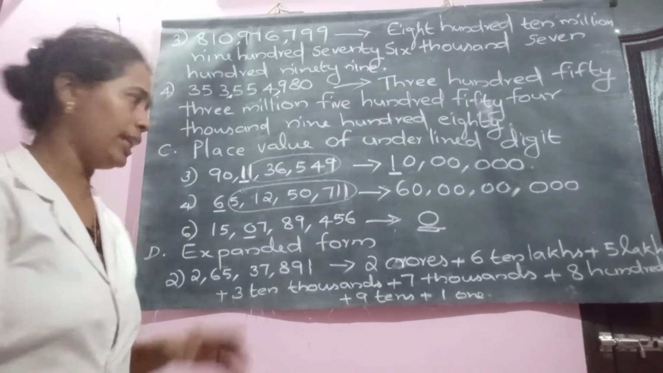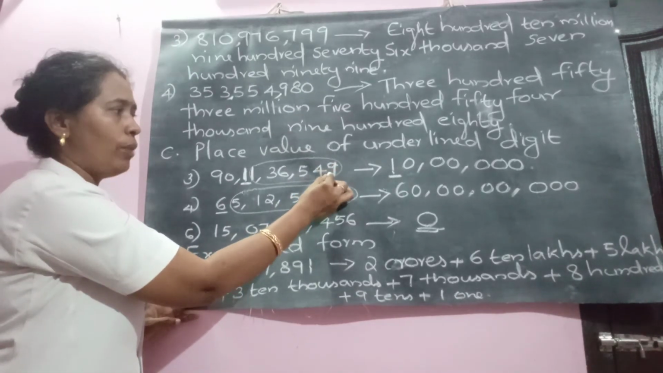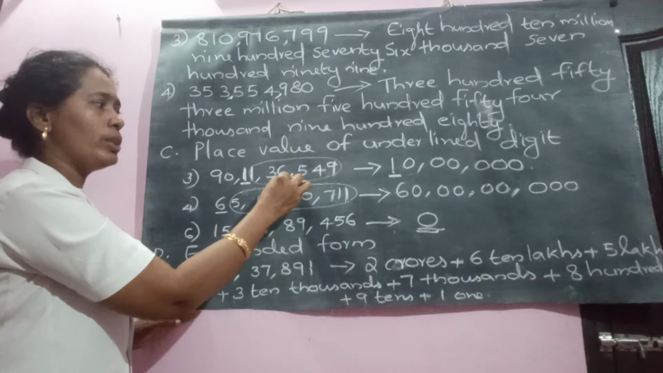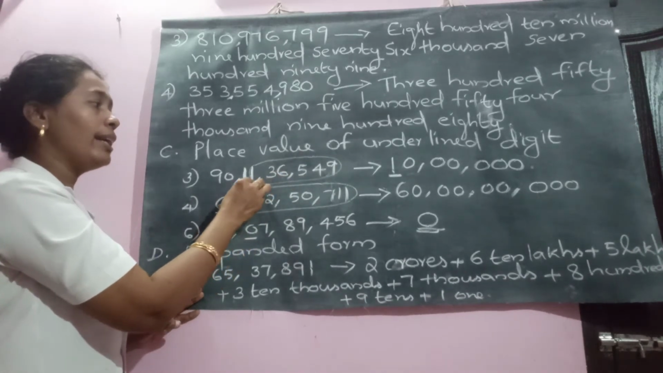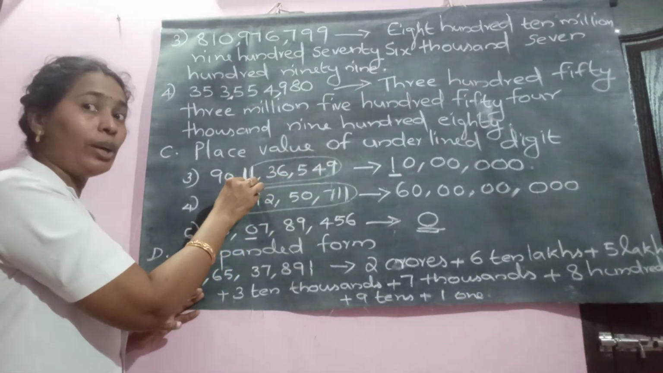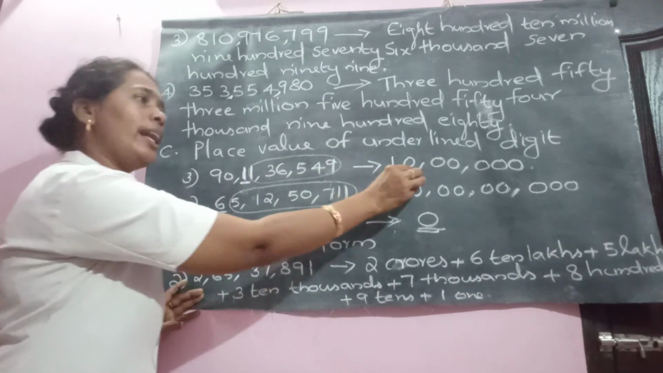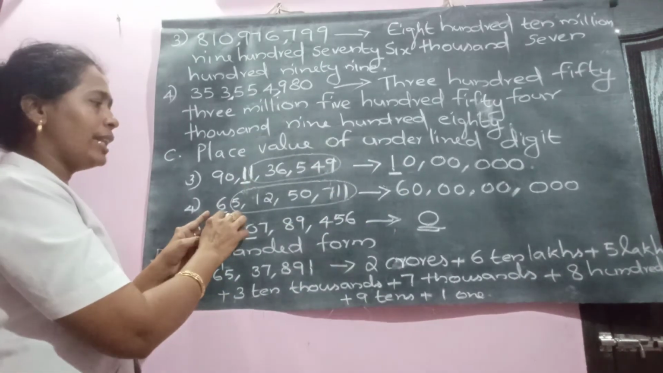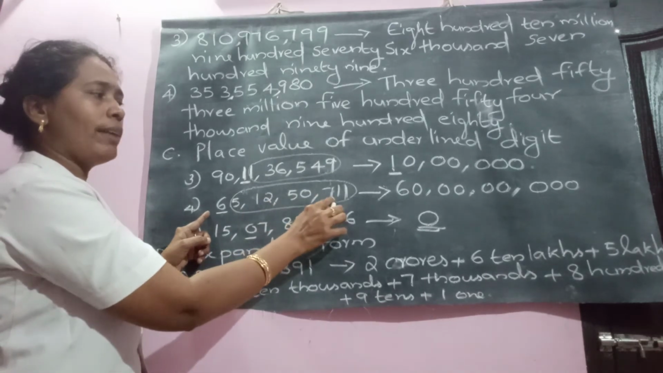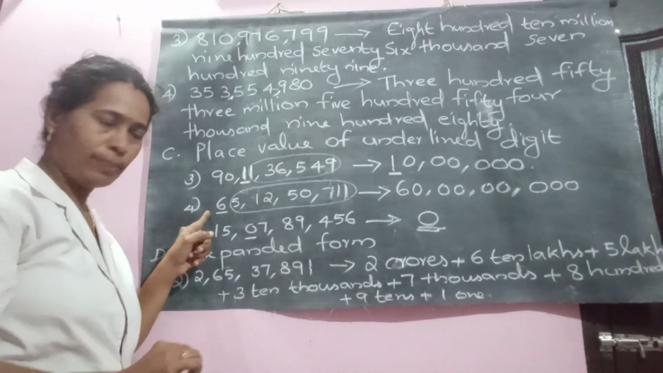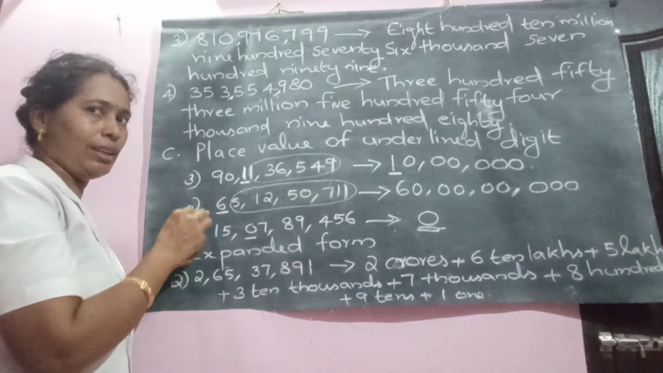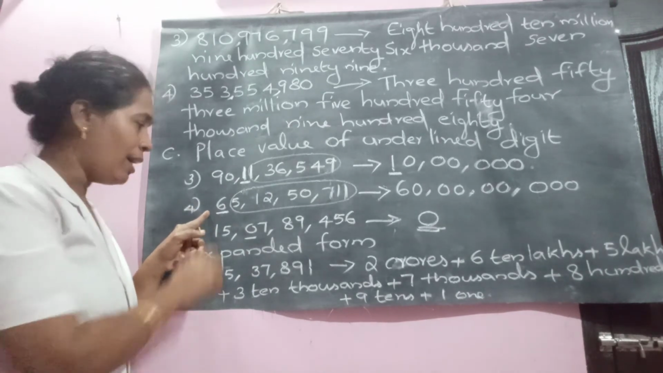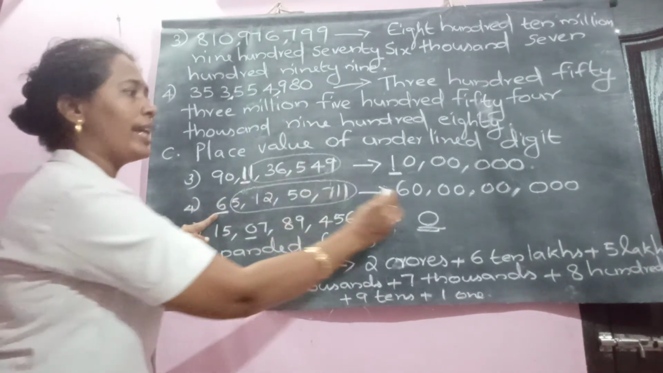Direct method is, you count from your right side. Ones, tens, hundreds, thousand, 10,000, lakh, 10 lakh. So what you have to write as place value? 10 lakh. Finished. Okay. Second question is 6512507111, the number given to us. And 6 is underlined. What did the teacher tell you in the shortcut method? Which one is underlined? Write that number first.